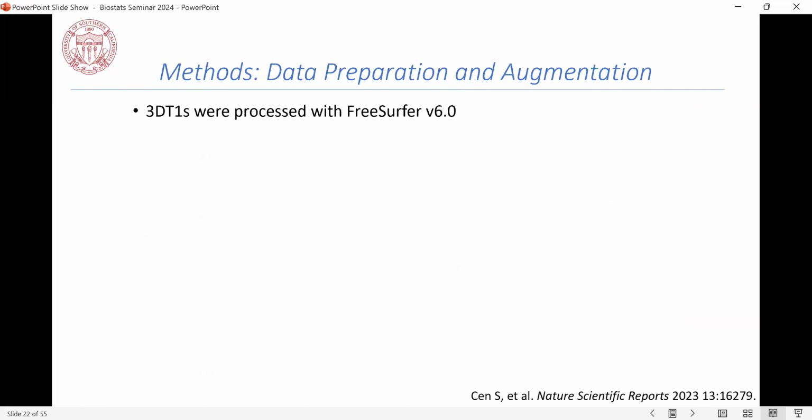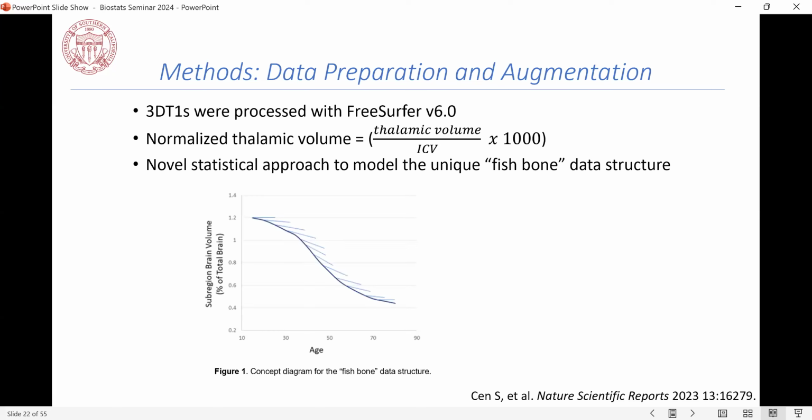Now, the data processing. We use FreeSurfer to do the segmentation. It takes awfully long. And the normalized volume, we normalize by the ICV, intracranial volume. That's the total brain size.